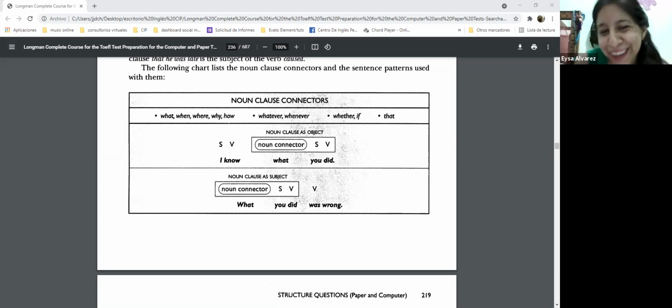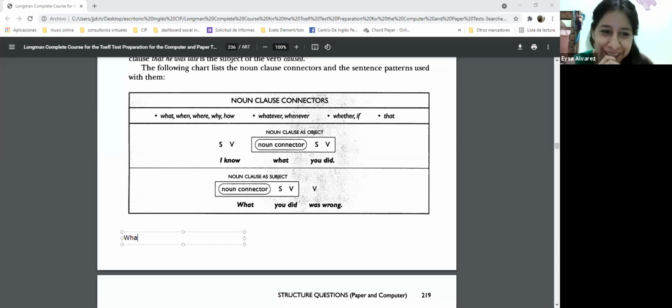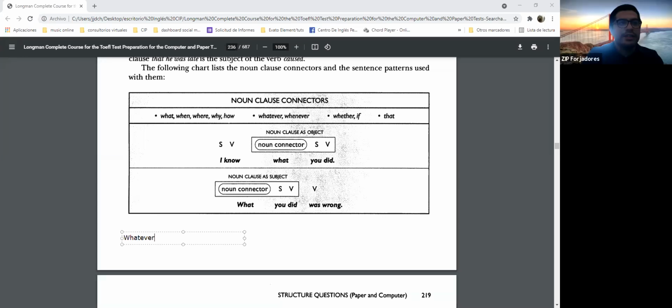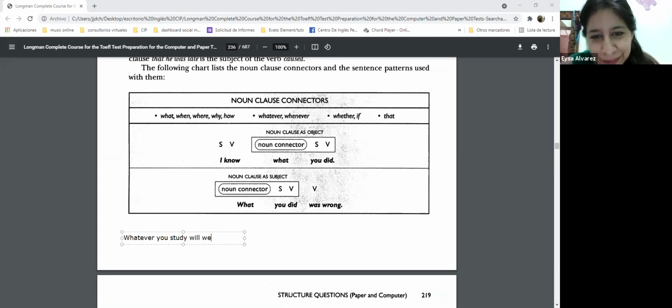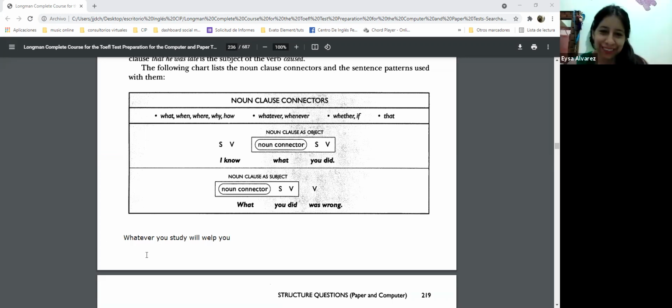Can you tell me an example of that one? Yes, for example, let's go with a subject verb, whatever you study, will help you. Okay. So maybe I am confused because if I see the did and the was almost close, it's like why do I have two actions in past together.